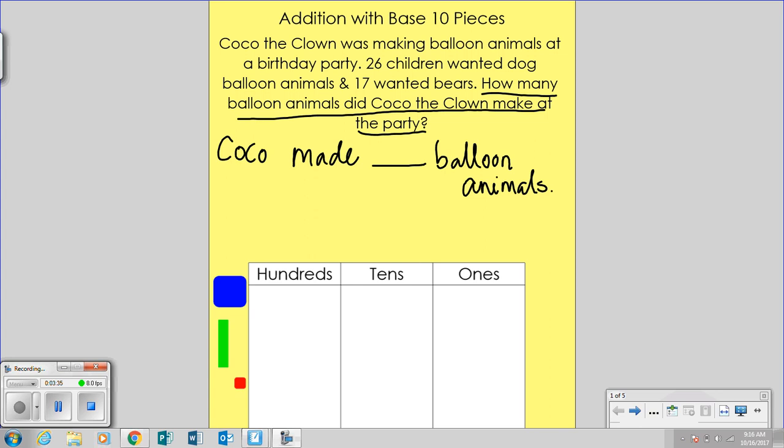So what we're going to do is going to seem really simple at first, but we're going to build these numbers, and we're going to learn how regrouping or borrowing, if you've heard that term, actually looks. What does it look like?